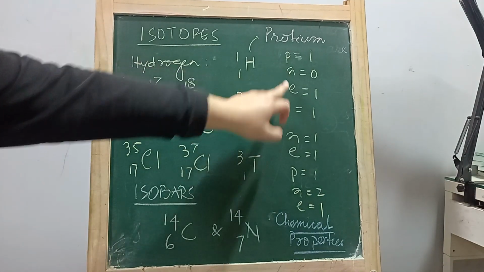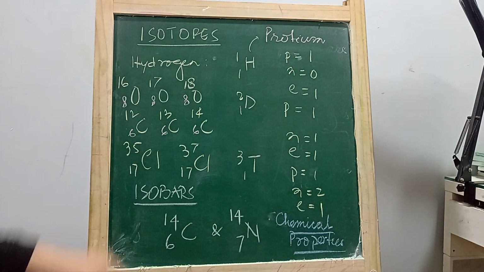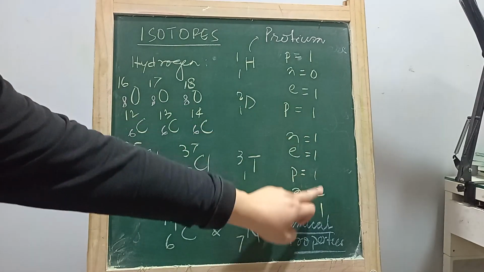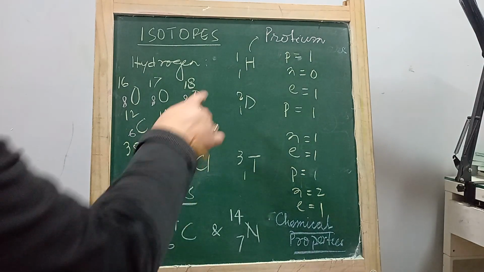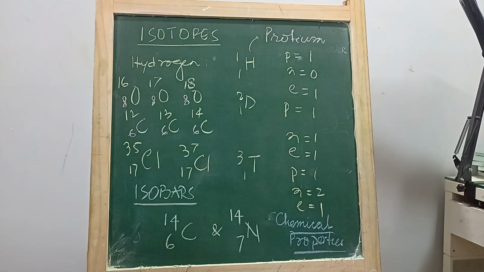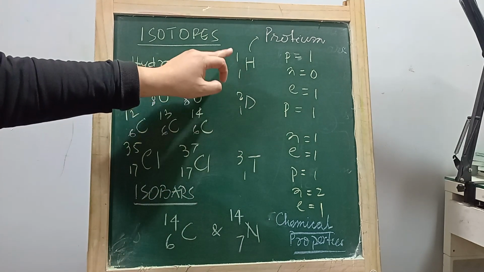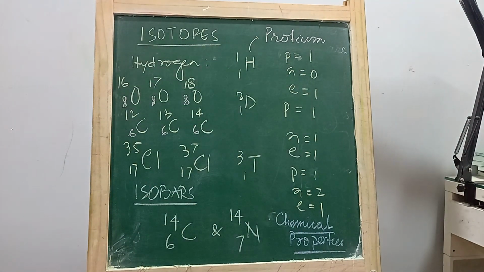Here there is no neutron, here there is one neutron, and in this case there are two neutrons. So the mass number is 1 plus 0, 1. Here 1 plus 1, 2. Here 1 plus 2, 3. This is called protium, this is called deuterium, and this is called tritium. So these are three different kinds of atoms of the same element. So they are called isotopes. Isotopes of an element are atoms which have the same atomic number but different mass number. The difference in mass number is due to the difference in number of neutrons, right?